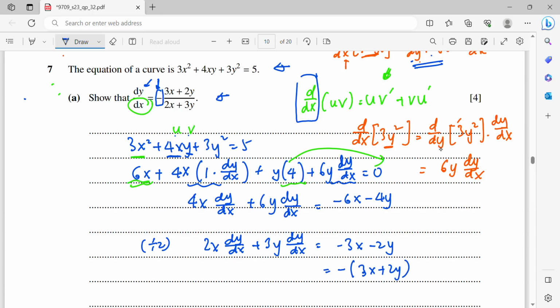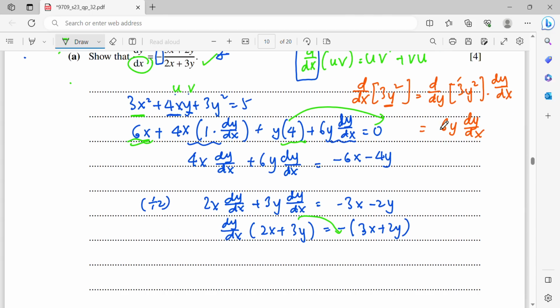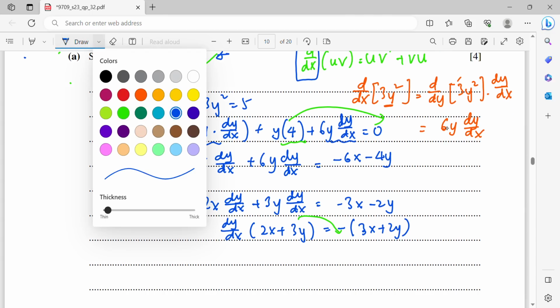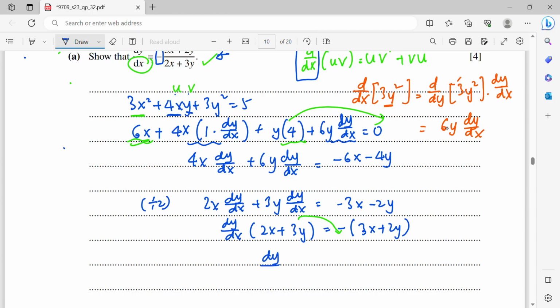And then for the left hand side, I will factorize the dy dx. Then it will be dy dx times 2x plus 3y. Then lastly, just move down the 2x plus 3y. Okay, move it down. Then you will be getting the same answer. Alright, so this is how we solve the question.